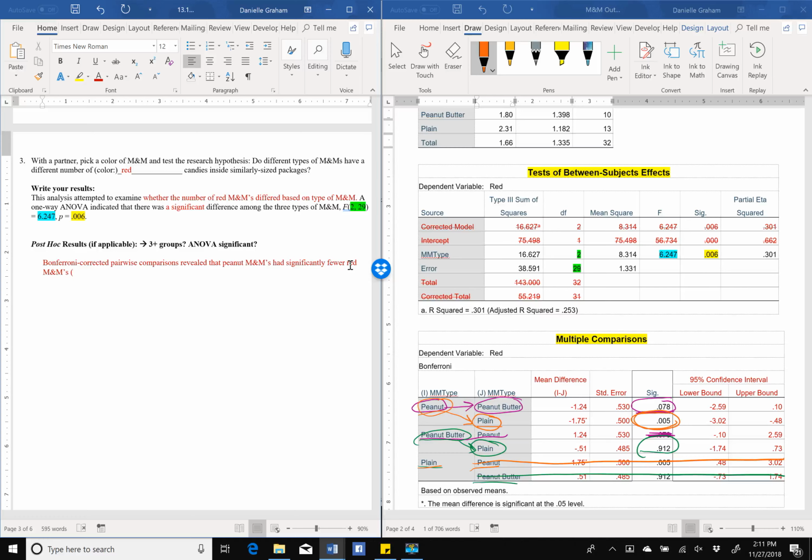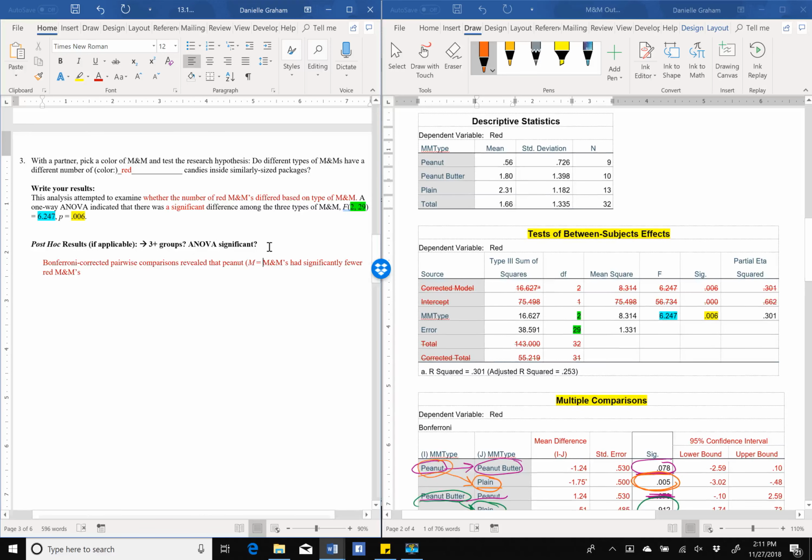And then we want to put our mean. And actually we can put that right next to where we have peanut so we can be really clear about what we're talking about. So reveal that peanut, and I'm going to put in my mean and standard deviation here, 0.56, and SD equals 0.726. Those are coming from right up here.